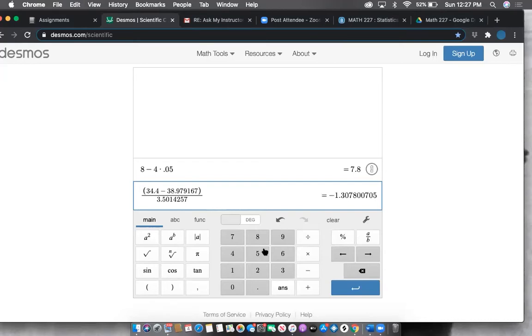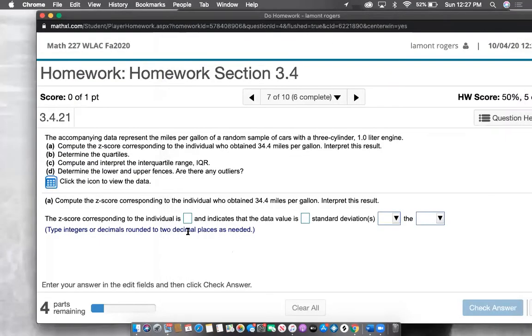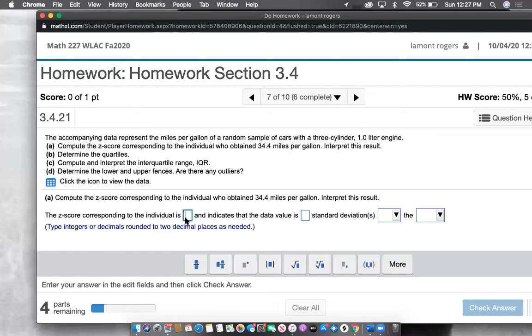Okay, there's your z-score. Now you want to round that to 2 decimal places. So can you round it? It's asking for this, but since this is 7, does it go up to 1? Yeah, that's right. But you gotta get rid of all that other stuff.